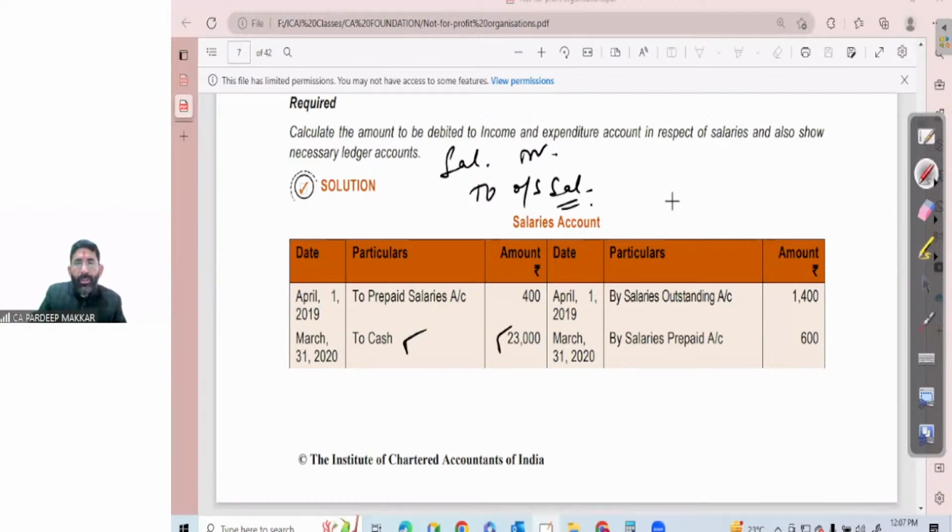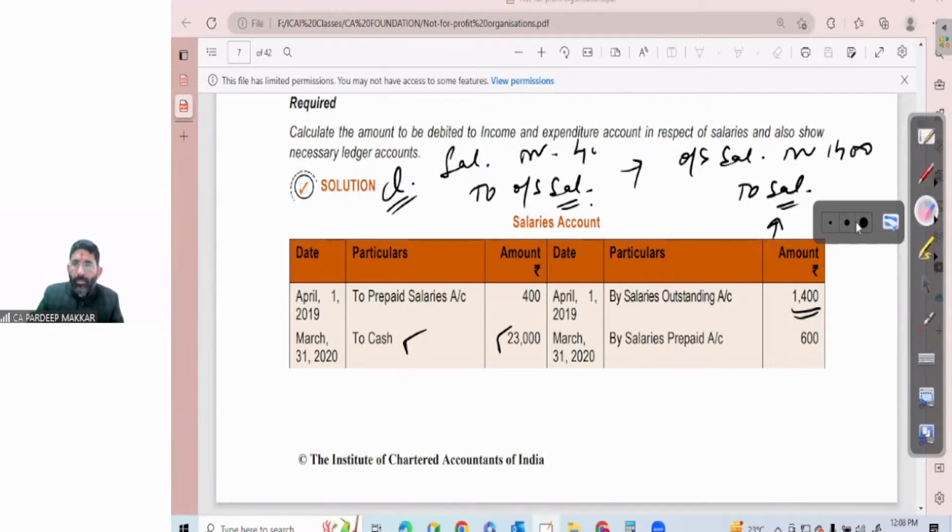And then we pass an entry reversing this in the next year, because this is a closing entry, and I've already discussed in our previous class that these entries will be reversed in the next year. So for opening outstanding, the entry is outstanding salary account debit to salary account, beta. So this 1400 is based on this entry. This 400 is based on this entry. This 1800 is based on this entry.